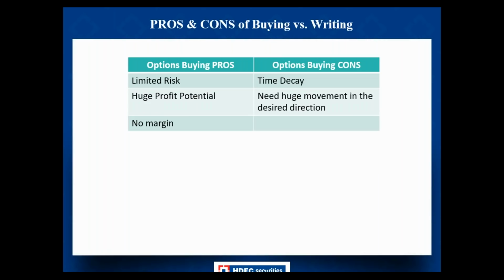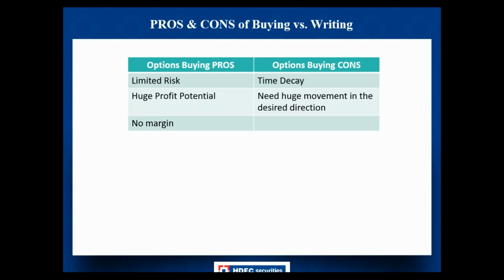As we know, in case of options buying, there is absolutely no margin required, because when you're buying options, your margin is only the premium that you have paid. So that is all about the pros of options buying. However, there are certain cons attached to buying options. One would be time decay. Usually, we know that options premiums have the tendency to decay as we approach expiry. All the options premium will start decaying the sooner we approach expiry.